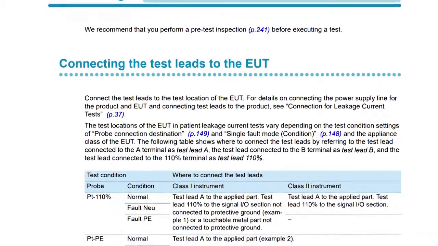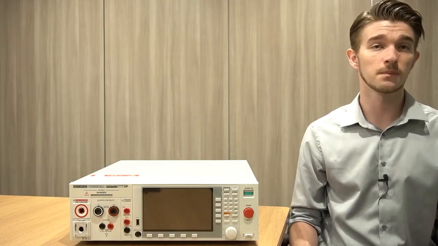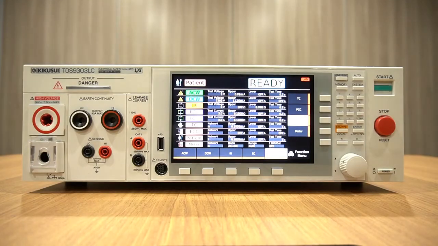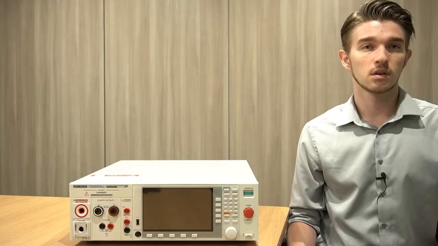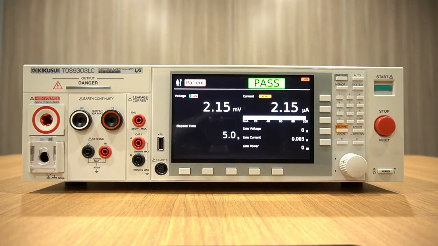Once you have your test conditions set, and your DUT is connected in the appropriate manner, as mentioned in page 161 of the user's manual, you're ready to conduct your test. All you need to do is make sure that Ready is shown on the display, and then press Start. You can monitor the test progress while it is being conducted until a proper judgment has been made.